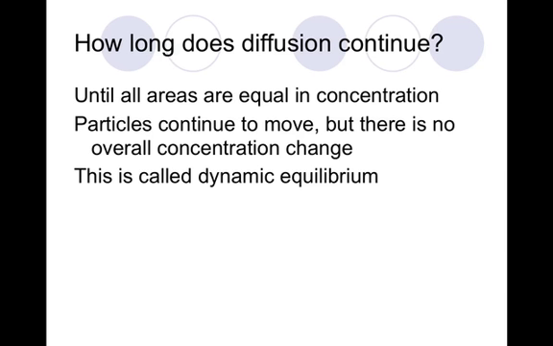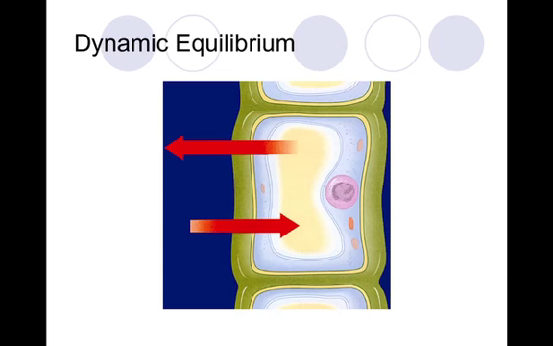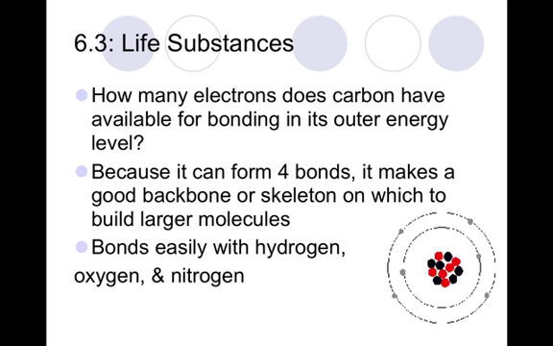How long does diffusion keep going? It goes until we have equal concentration everywhere. That doesn't mean the molecules stop. It means that the molecules have the equal amount on each side. We call this dynamic equilibrium. And that's what this looks like. You have the same amount coming in as you have going out. It's not like things stop, they just even out.